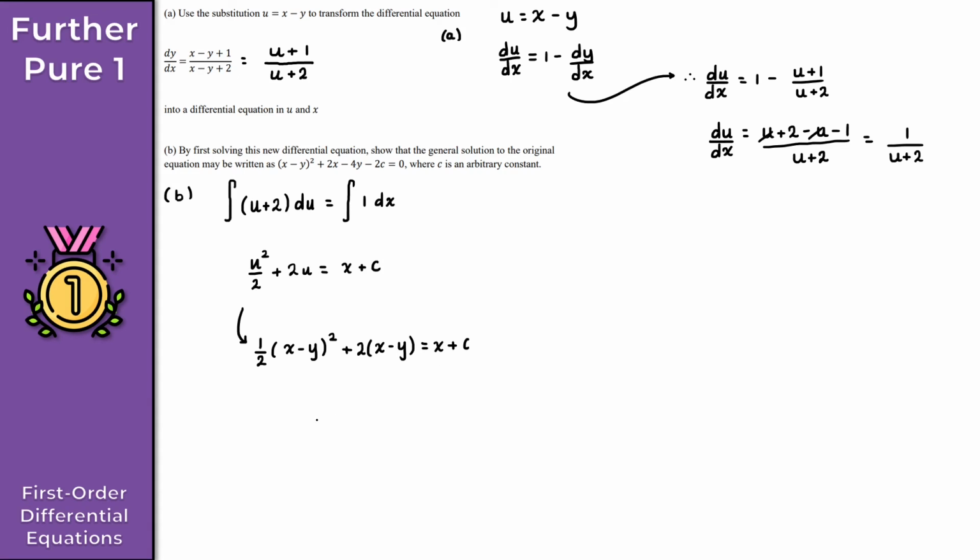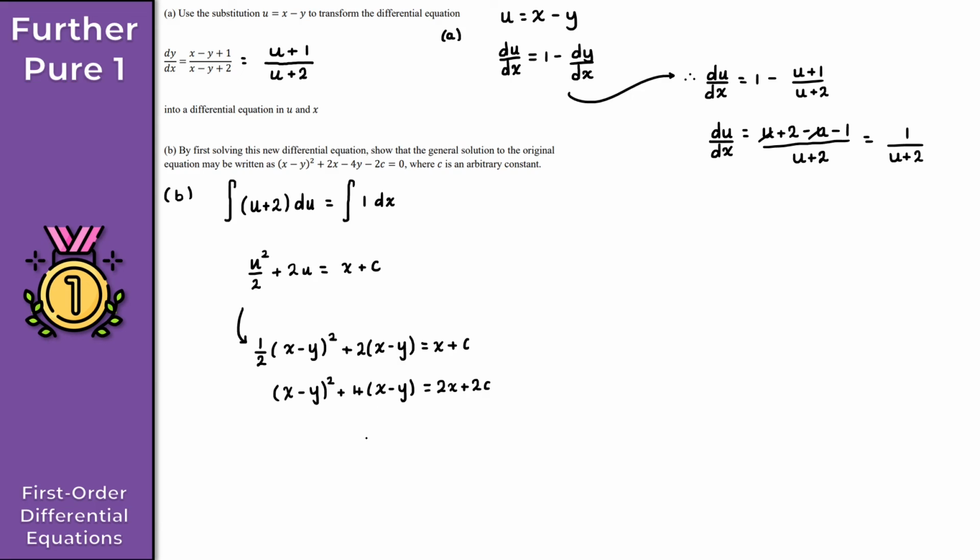Now I notice here that the coefficient of x minus y squared is a half, and we want it to be 1. So basically all we need to do is multiply through by 2. So I get x minus y squared, then 4 lots, so 2 times 2 is 4, 4 lots of x minus y, is equal to 2x plus 2c. So 2x plus 2c there.